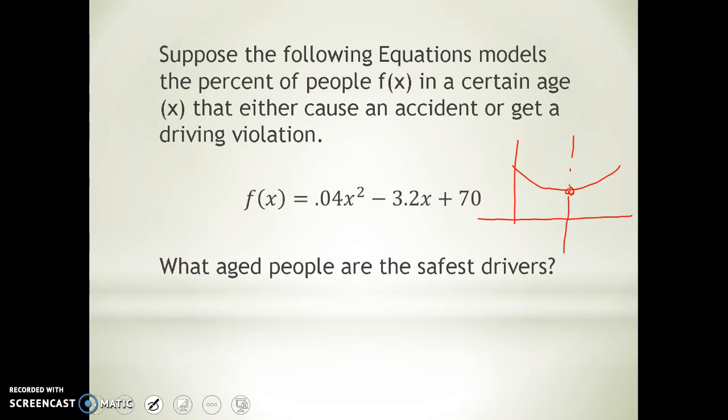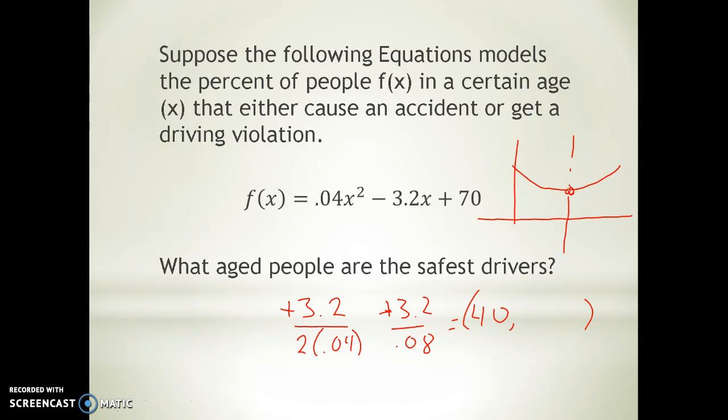And so we're going to do negative b over 2a. So I want to find the vertex. So I'm going to do negative b over 2a. Well, that's 3.2 over 2 times 0.04. And if I evaluate that, that gives me a value of 40. That means if your age is 40, you are the safest drivers. The worst drivers are probably the younger ones and the older ones.